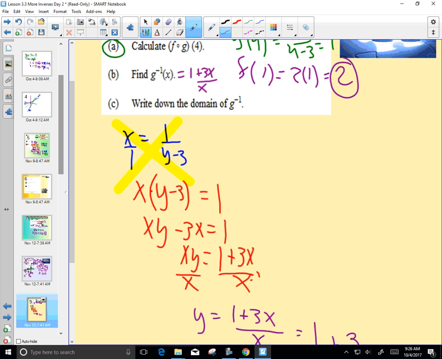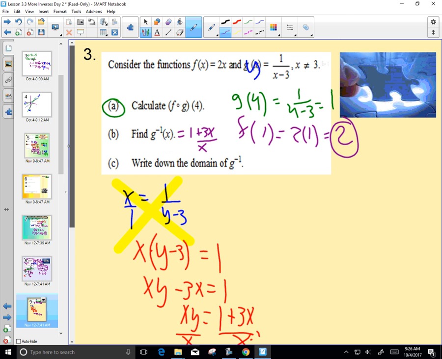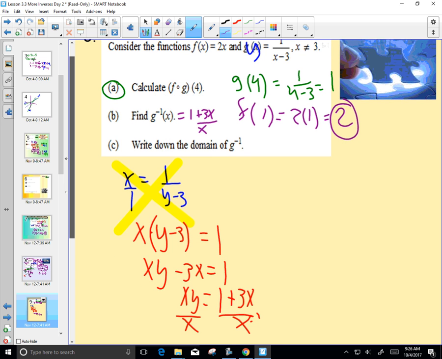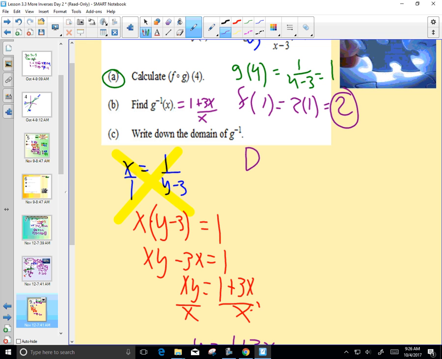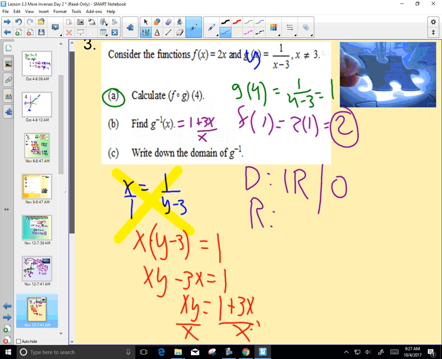Now we got to put the domain of g here. And the domain of g is going to be all real numbers except what can't you have? 0. And what's the range of g inverse? All real numbers except? Anybody figure it out? 3, because here, remember the domain of g is the range of the inverse. So that's for g inverse of x.